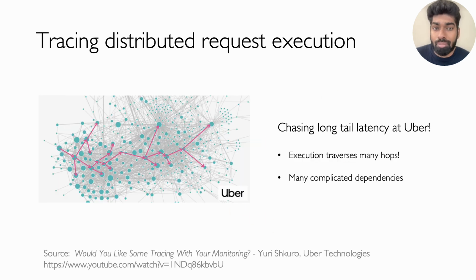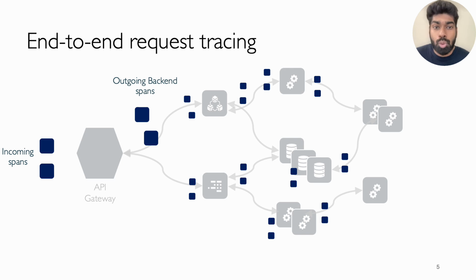As a more concrete example, here is a visualization of how services are interconnected at Uber. Chasing the long tail latency for requests is difficult because the execution traverses many hops and has many complicated dependencies, and therefore you need visibility across these multiple services to understand the processing of even a single request. And this is exactly where end-to-end request tracing comes in, but let me give you a brief primer.